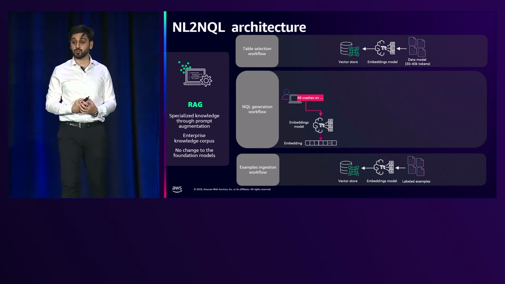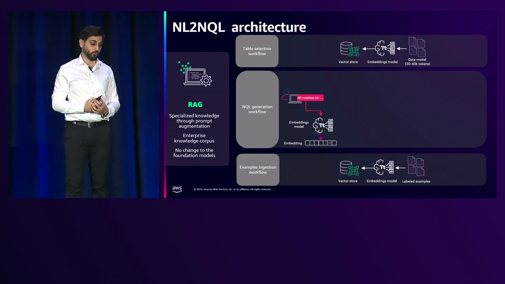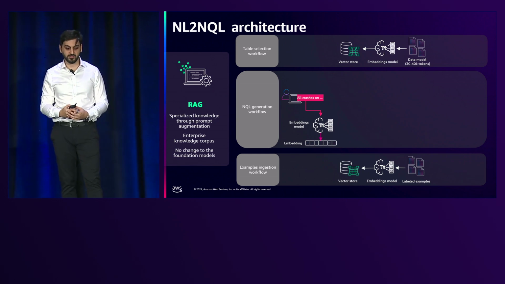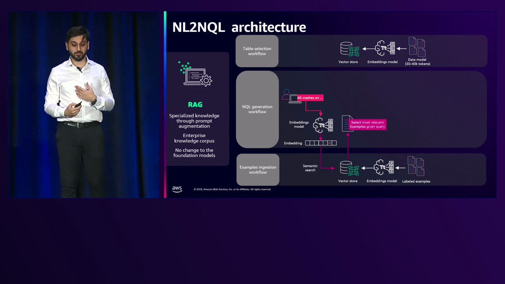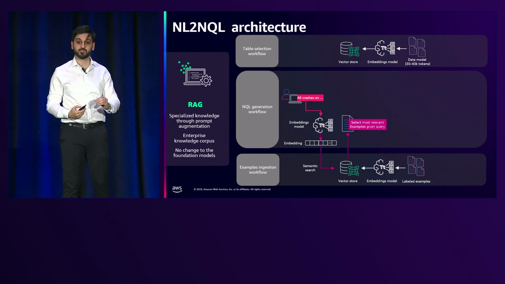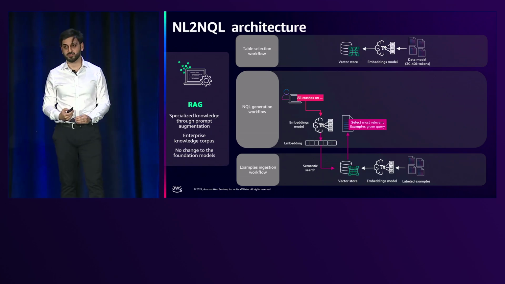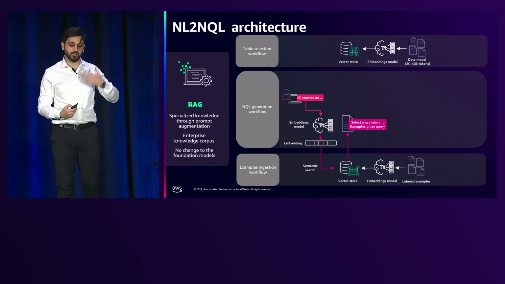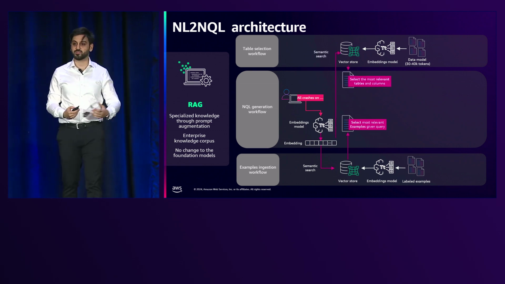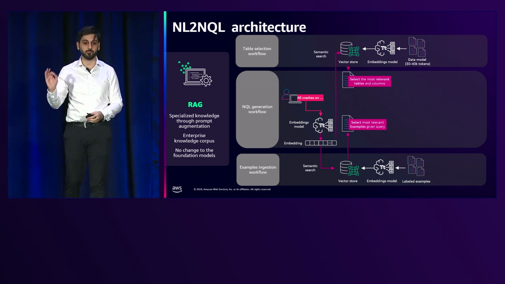So how does the NQL query generation workflow work? When the question comes into the system, first we tokenize and embed this question, and we semantically search for the most relevant examples given a specific query. Then we take both of these, the question and the examples, tokenize them, and semantically search for the most relevant tables and columns.